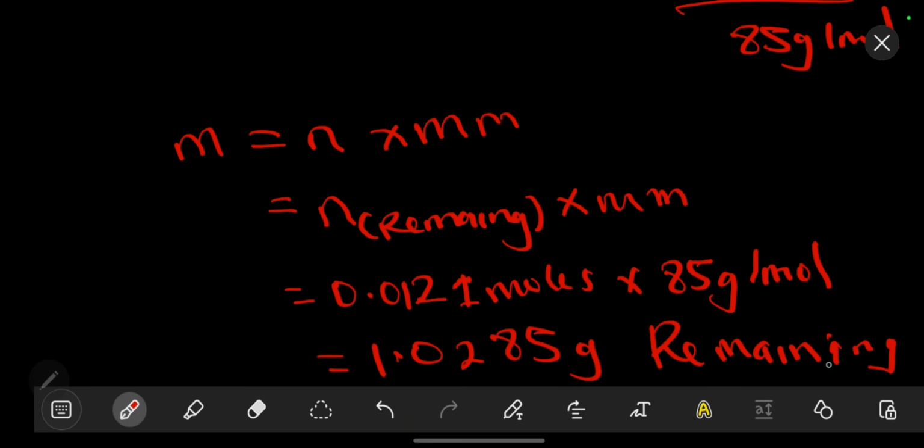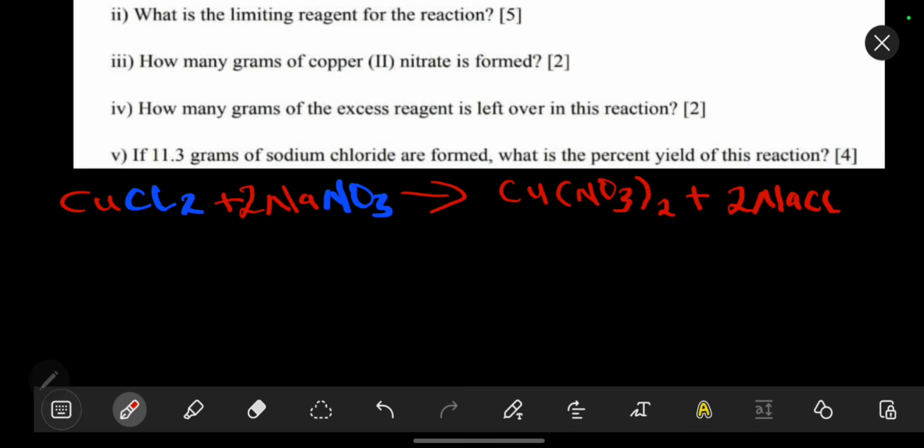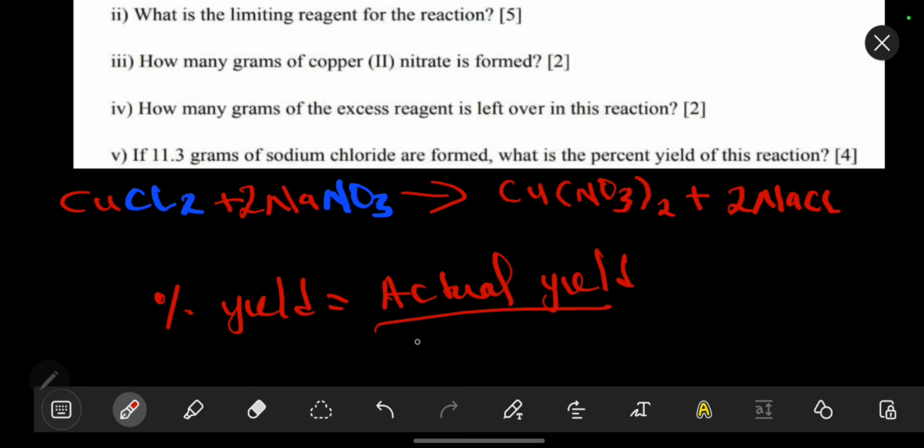Let's look at our last question. It says, if 11.3 grams of sodium chloride are formed, what is the percentage yield of the reaction? This is very, very simple. Knowing fully well that the percentage yield is what percentage you have out of the whole thing, the percentage yield is given as the actual yield over the theoretical yield.